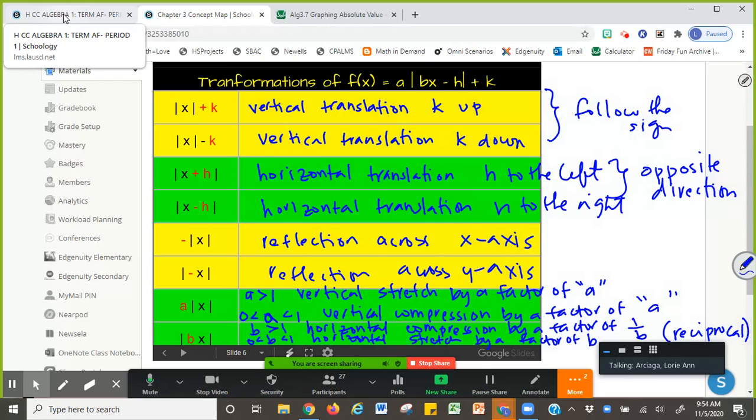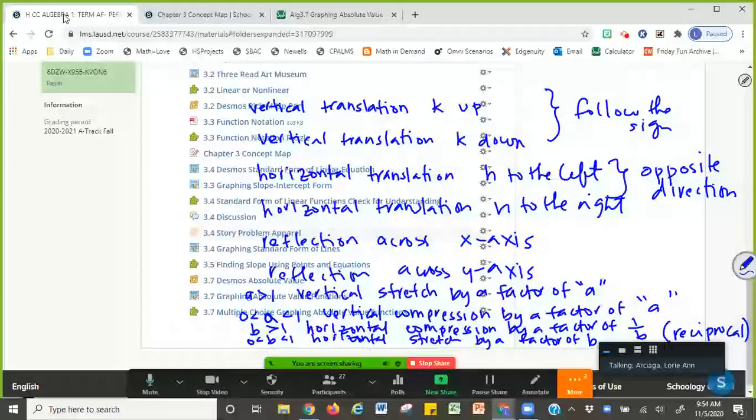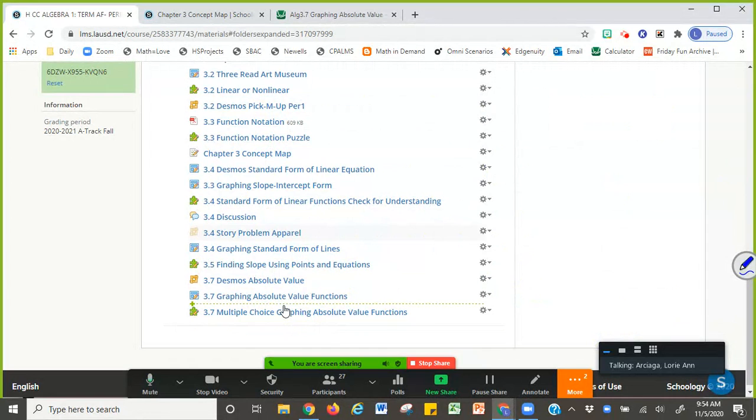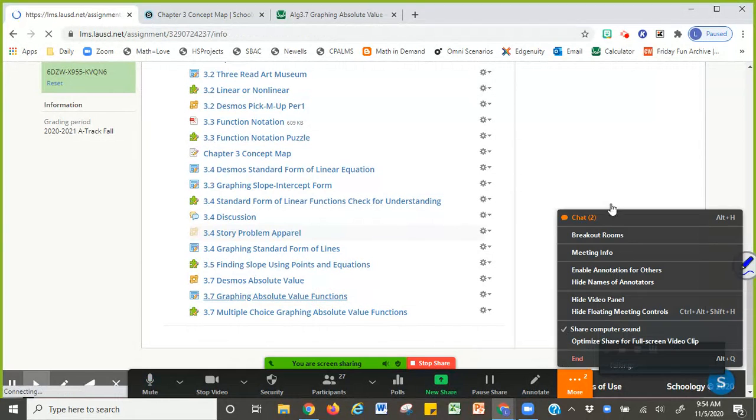I'm going to switch. If you miss anything, I will be uploading the recording right after. So can you go to this one, 3.7, graphing absolute value functions, so I can illustrate to you how to do it so you don't get stuck.